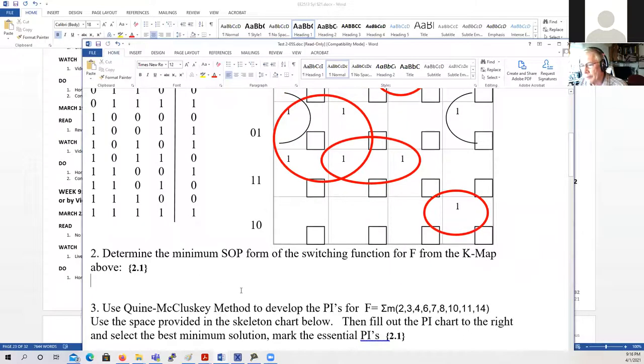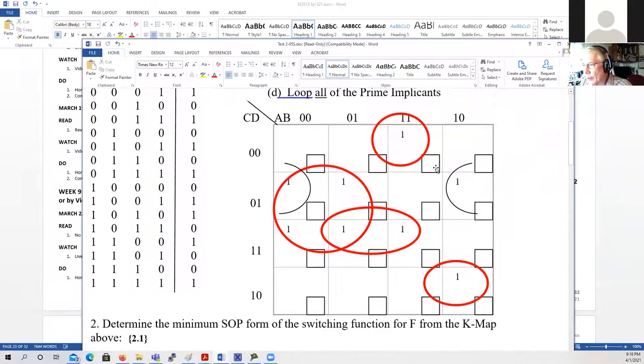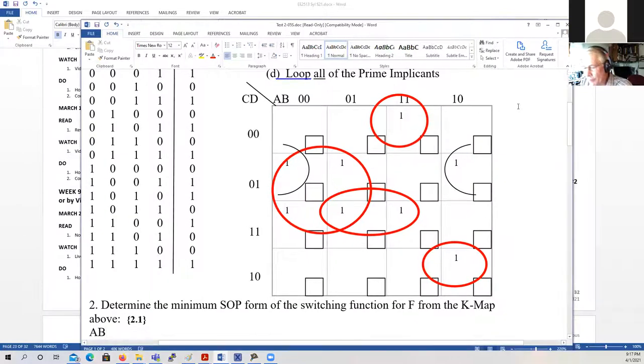So then we write that down. This group of two there is going to be A, B, C prime, D prime, plus this single box by itself, A, B prime, C, D prime, plus. Then we're going to do the groups of two. This one would be B prime, C prime, D. And this group of two is going to be B, C, D. And then finally, this group of four is going to be A prime, D.